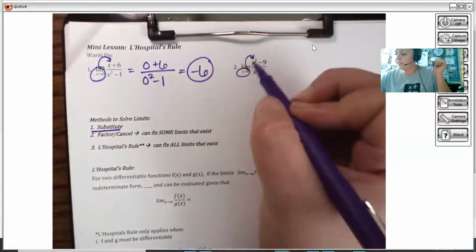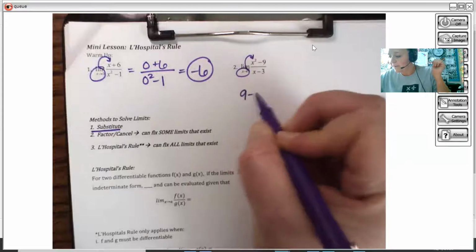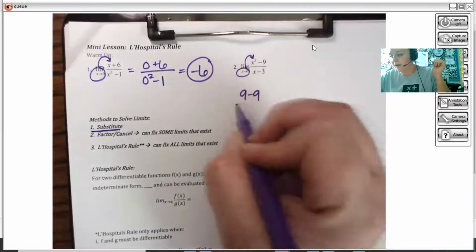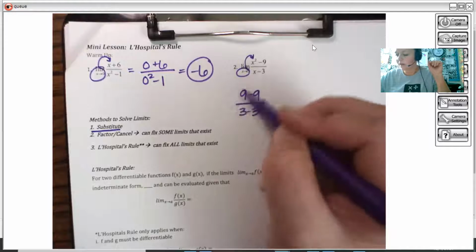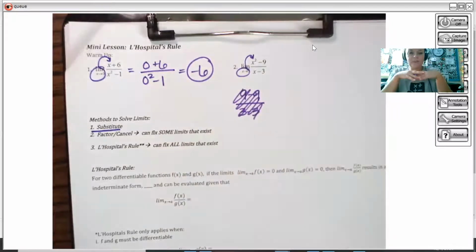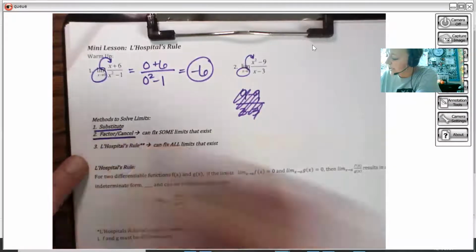You get 3 squared, which is 9. 9 minus 9 on top. But then you get 3 minus 3 on bottom, and it's like, uh-oh, didn't work. So another method that we talked about to fix limits, if you can't directly substitute, is that you can try factor cancel, which is our second strategy on this list here.